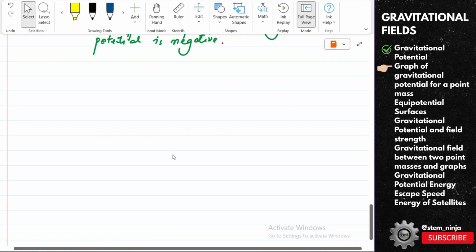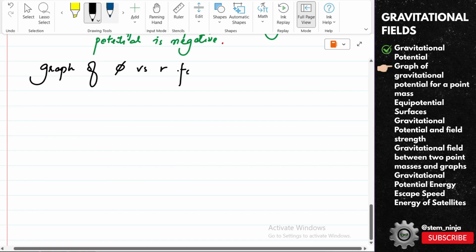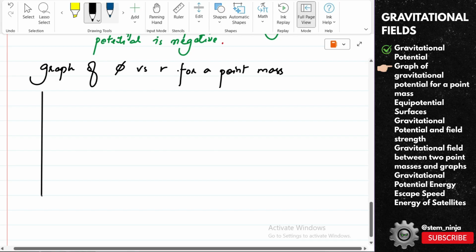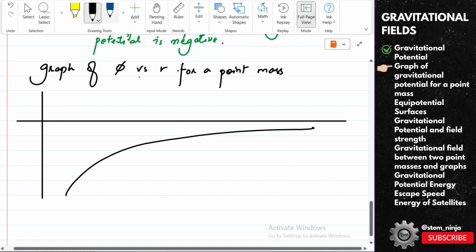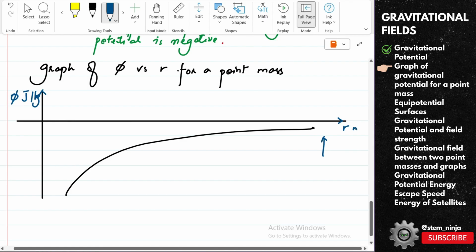Now, we need to be able to draw the graph for this. Graph of phi versus r, potential versus distance basically. So since this is a negative quantity, first we are going to write for a point mass, let's say. For a point mass, this basically goes like this. As distance from the source mass increases, gravitational potential rises to a 0 value. So this is your phi joules per kg, and this is your distance in meters.